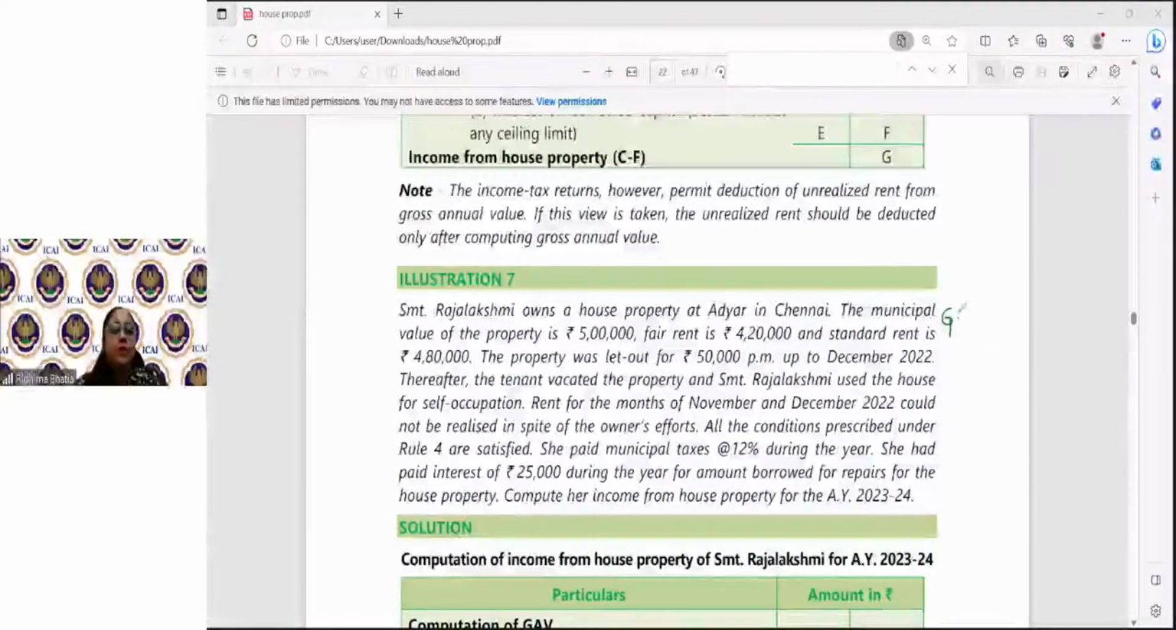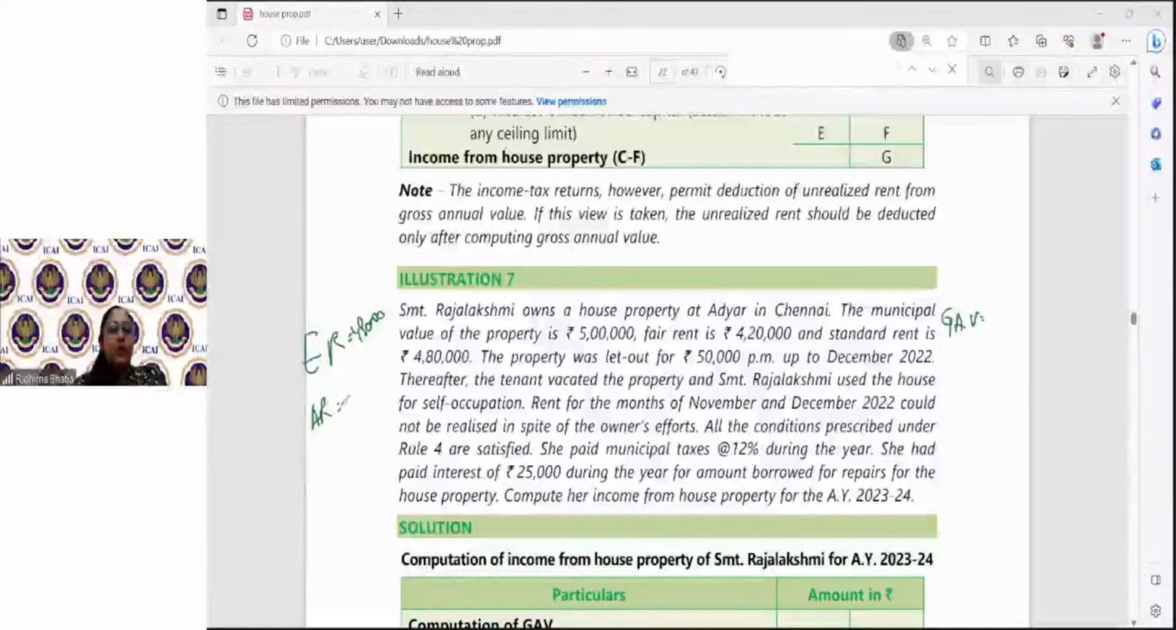सबसे पहले, what would be the gross annual value here? The gross annual value को निकालने के लिए first, what would be expected rent? Expected rent, my friends, is 420 और 5 में 5 is higher, 5 and 480 में 480 is the lowest. 480 is the expected rent.